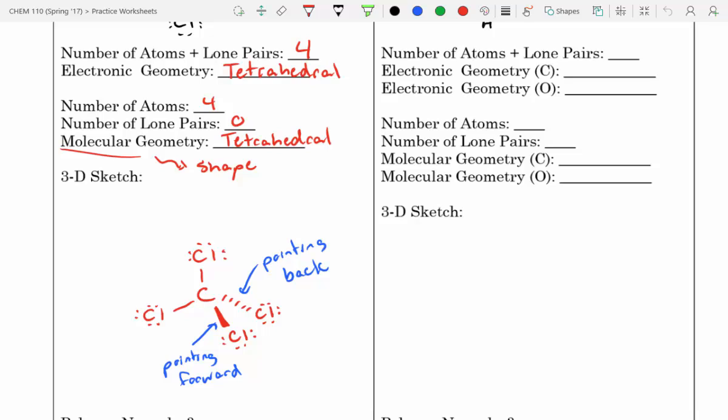So what I want you guys to do is, with a partner, come up and grab one of the model kits, and then work through these and try to build every molecule, and then fill out this sheet too.